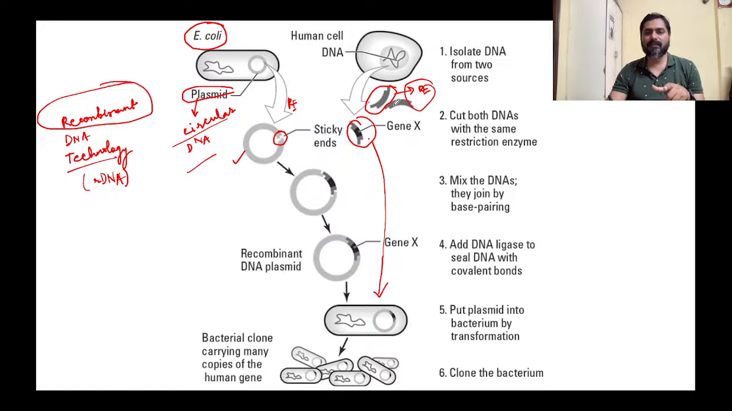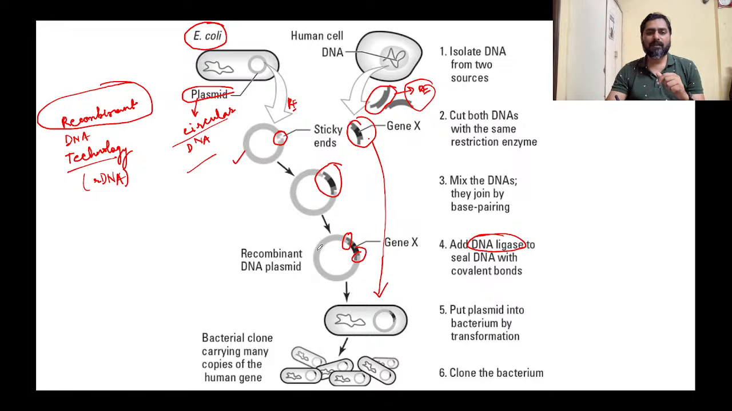So this is our desired gene and we have extracted this from a human cell. And then here you can see that we are trying to bring them close, or we have to stick them. Next, we are adding some DNA ligase. Now you can see that the ends are completely joined.